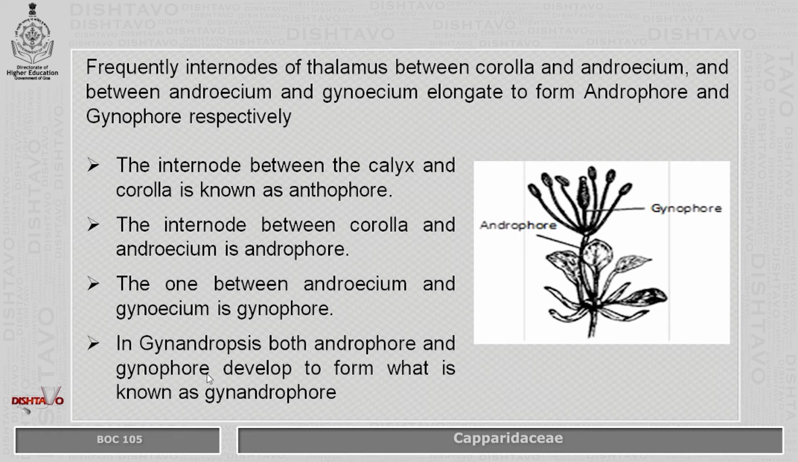And in some genera, for example Gynandropsis, this typical kind of condition can be found, then it is called gynandrophore. So some of the members of this family show presence of gynandrophore, which is a unique character of this family, which is shared with another family, Passifloraceae.